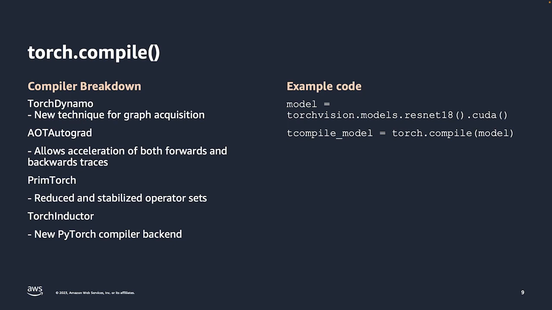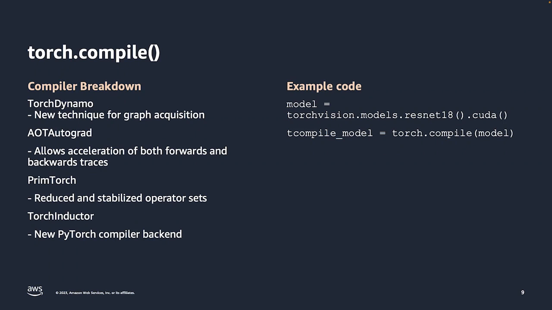So on the left side, the compiler breakdown, torch.dynamo is the new technique for acquiring graphs reliably and quickly. It takes a piece of code. Dynamo passes the code that can be compiled to the compiler, and any code that can't be compiled will be run with eager mode, which is what PyTorch now calls partial graph capture. And TorchDynamo also ensures whatever graph is acquired is still valid. If there's a mismatch, the graph will be recaptured.